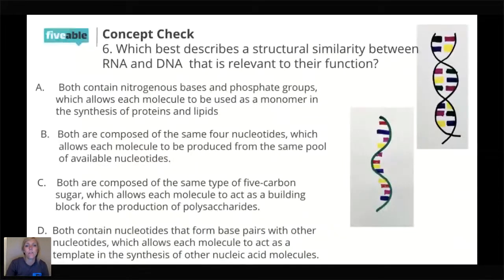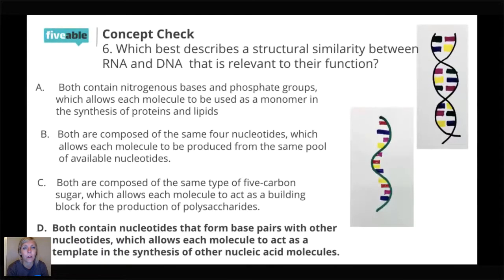Okay, so even if you were to just look at this question without it being broken up in A, B, C, D, I feel like at least my students in the past would get overwhelmed and they might just pick something that sounds right. Like they might have picked A, right? Because they're like, yeah, sounds good. And then they didn't read the part that says proteins and lipids. Okay, so when you get a big question like this, just take your time, read each part carefully.